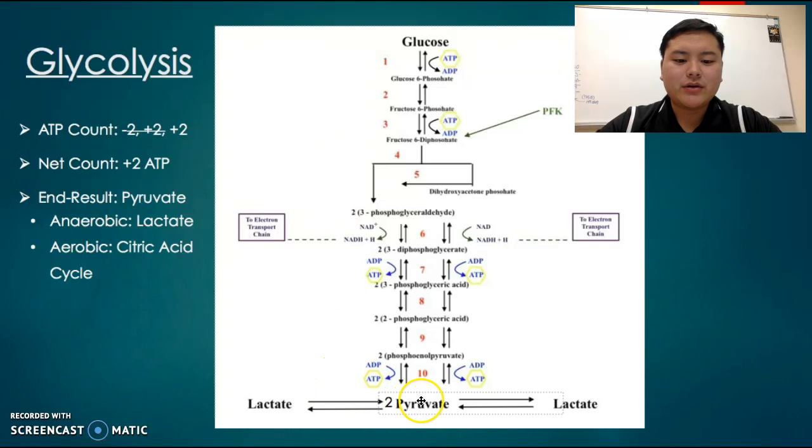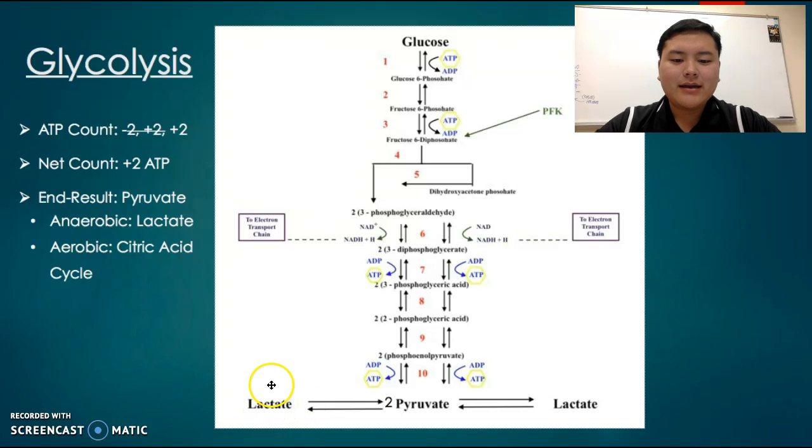Then we get to the end point, which is pyruvate. Again, that is where we decide whether we want to go the anaerobic or aerobic route. So let's say it's anaerobic. Pyruvate gets converted to lactate. And that just ends there.